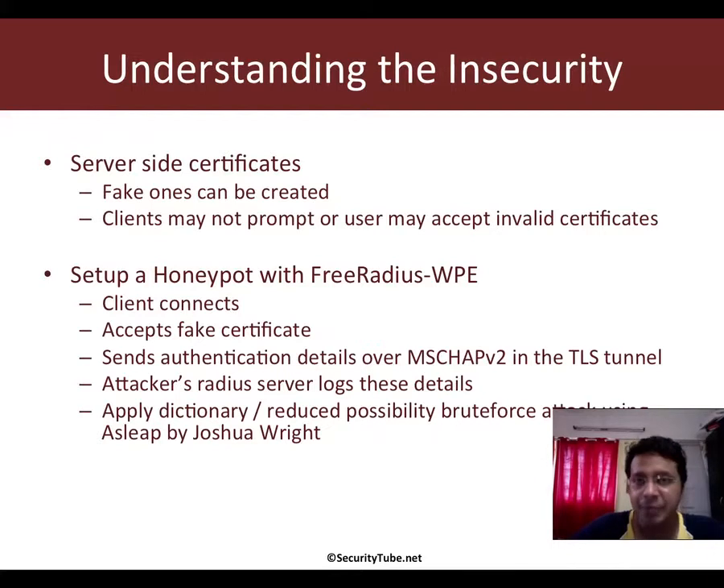Now, if the client accepts that certificate, then a TLS tunnel is created between the wireless client and the Radius server, through which MSCHAPv2-based credentials are sent. The fake rogue Radius server will just cache these credentials in its log file. After that, we will use a dictionary attack to break the challenge-response pair of the credentials sent by the client to recover the original password. To do this, we will use a popular tool called ASLEAP, created once again by Josh Wright.